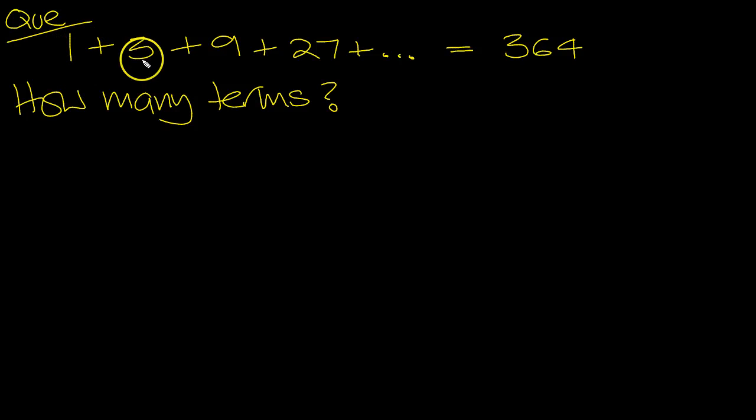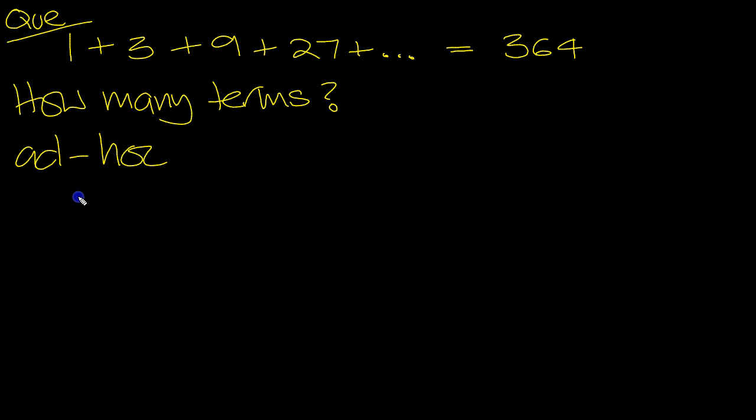So the question is 1 plus 3 plus 9 plus 27 plus ... equals 364. How many terms in this sequence are required to equal 364? Well, there's a couple of ways you could do this. The first way is ad hoc, and that just means tap them out and see what happens.